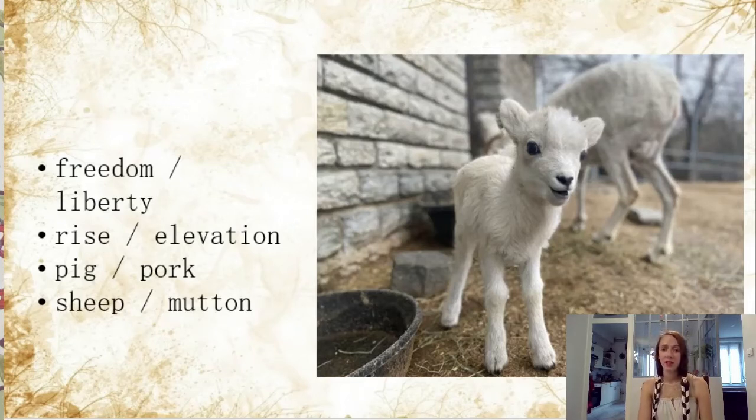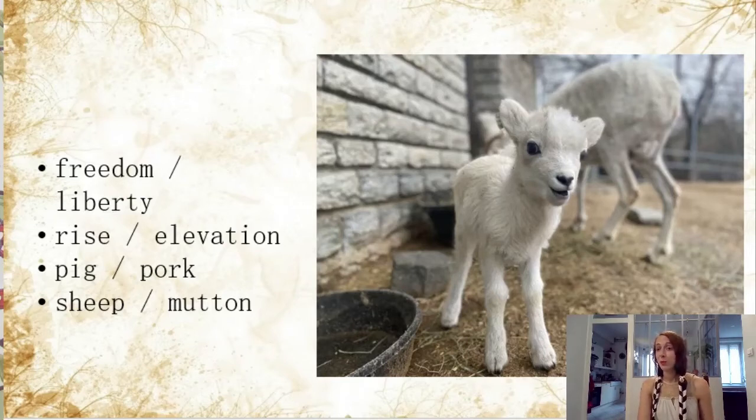The first words in the list, freedom, rise, pig, sheep, are all closer to the everyday reality of the people, and the second ones tend to be more abstract. Only the Norman lords could afford to eat meat, for instance, so that explains that dichotomy. England also kept the Anglo-Saxon concept of common law and not Roman law as the basis of its legal system.